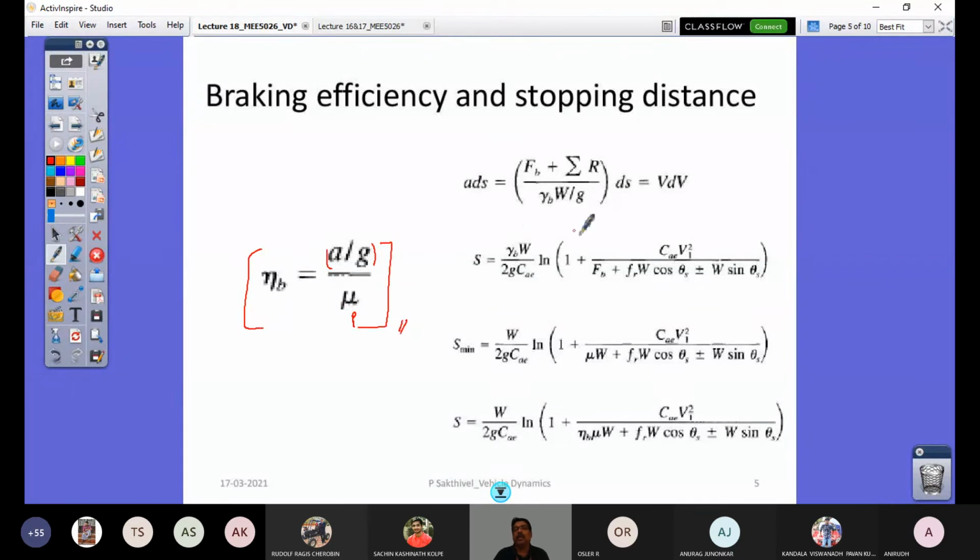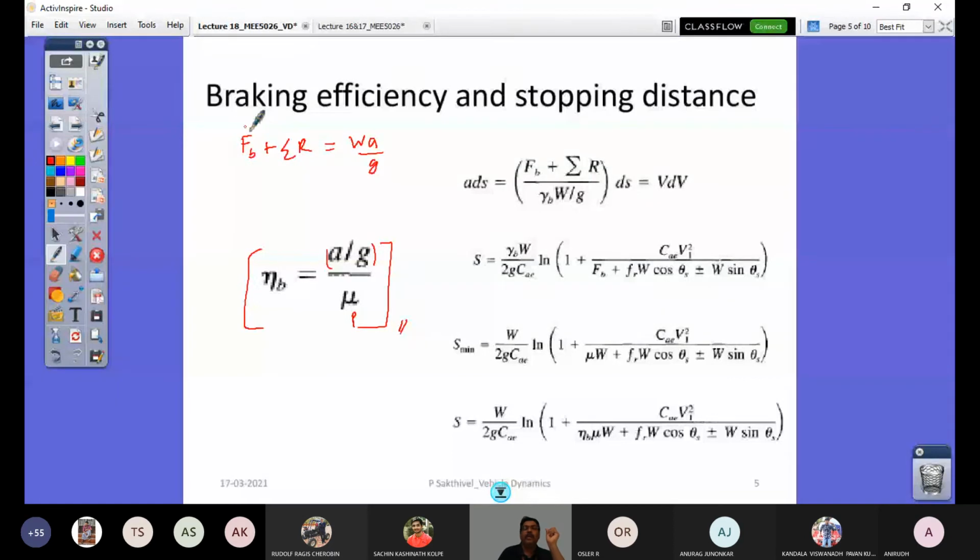And the other one is your shortest stopping distance. That's very simple because we have derived this expression already. So what is that expression? FB plus all the resistances, which I bring to this side from the other side, is equal to WA by G. So aerodynamic resistance, grade resistance and rolling resistance are all brought here, and that sum plus FB, which is the braking force developed at the contact patch because of the braking torque applied on the wheel, is equal to WA by G.